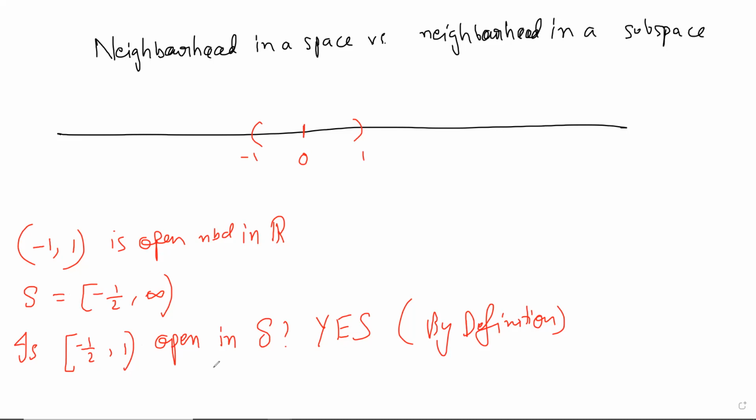But by definition, the open sets of S are open sets in R intersected with S. So you take open sets in R and you take their intersections with S, and the things that you get will be, by definition, open sets in S. Those are the things that we declare to be open in S.